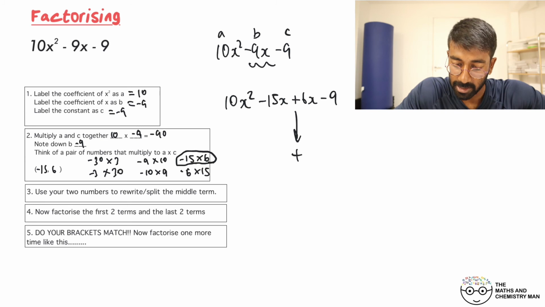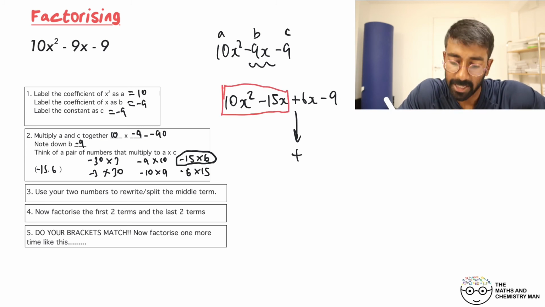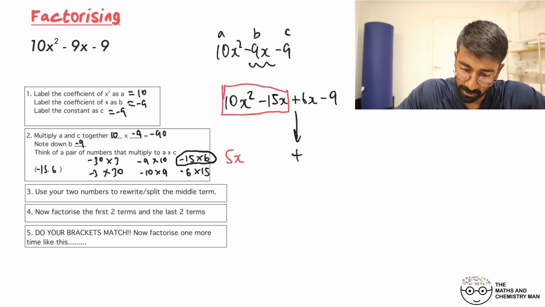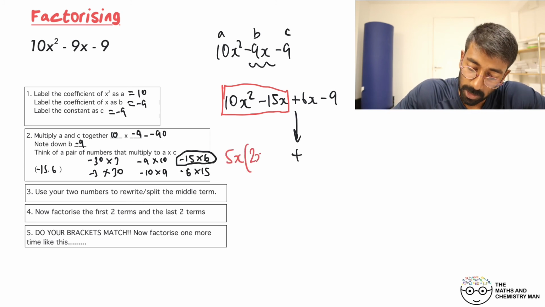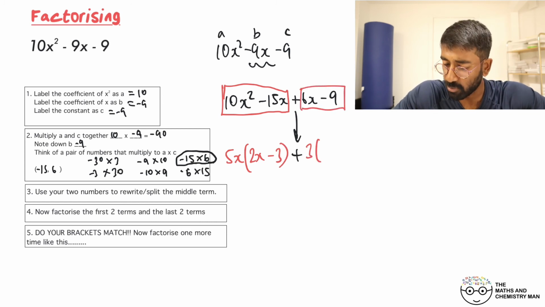Okay, and then let's get factorizing this now. So the first two terms there, I think we can take out a 5x from there, so 5x. And then what's left behind? Well, 2x minus 3. And then the last two terms there, what's common there? I think just a 3. So 3 and then 2x minus 3.